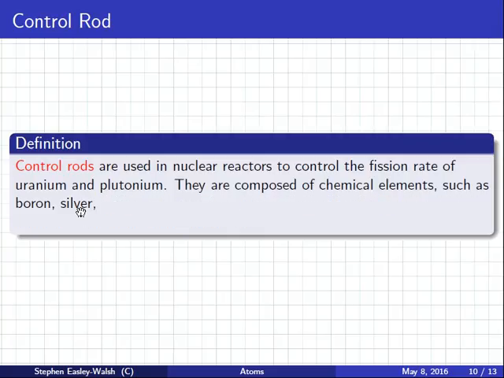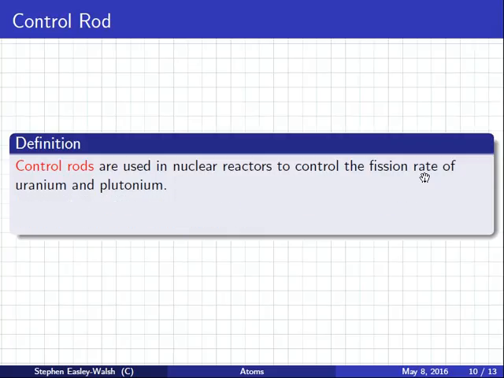Anyways, the key part I need for the exam is basically this, that they're used to control the rate of fission. So you want more, you raise them. You want less, you lower them. So if you could just get this sentence, just this sentence. Control rods are used in the reactor to control the fission rate of uranium and plutonium.